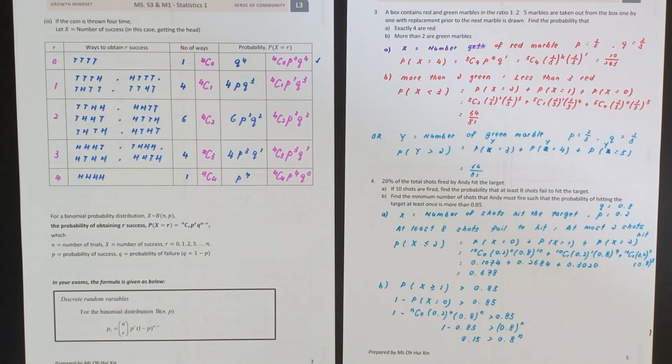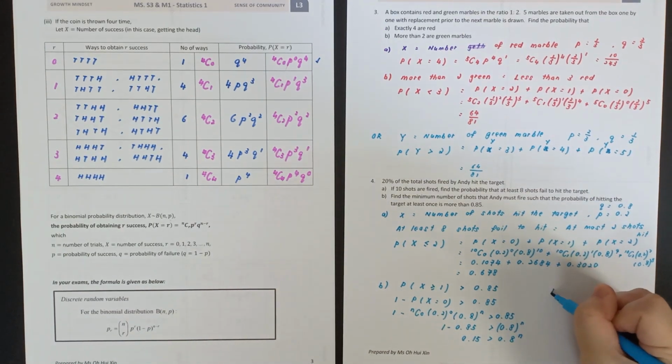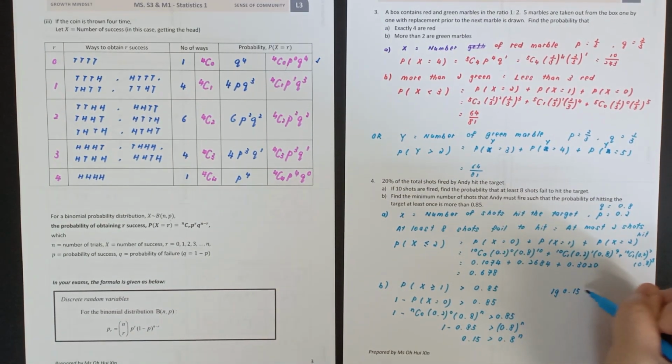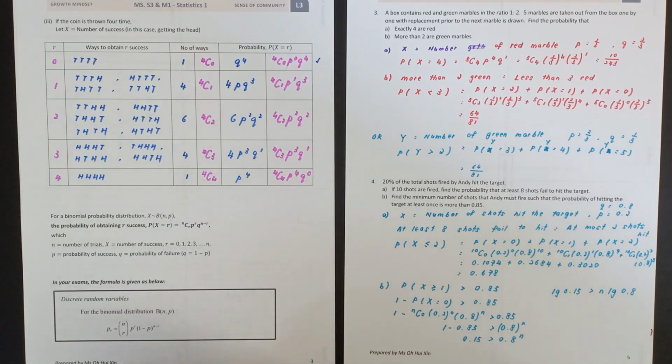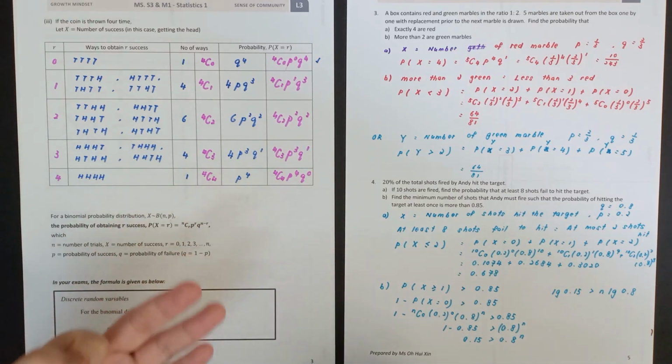Okay, so how do we solve this? Yes, you need to use your knowledge of logs. So log 0.15 greater than n log 0.8. I hope you still remember how to bring down your power. Then bring your log to the other side. Something you must be very careful about in this type of question is that whenever you do an inequality, when you divide or multiply by a negative number, you need to change the sign.